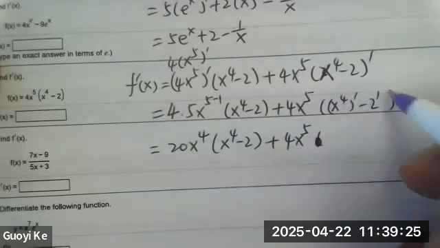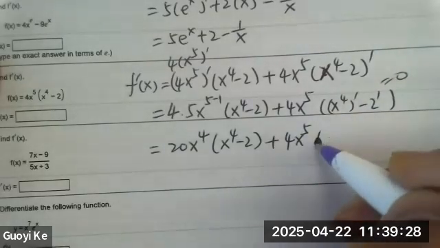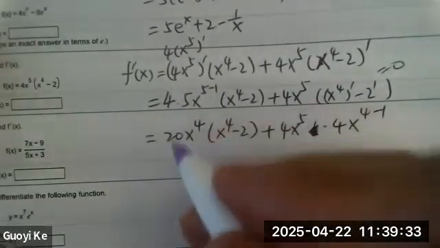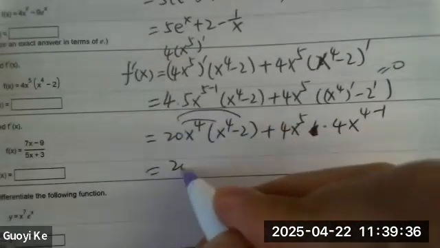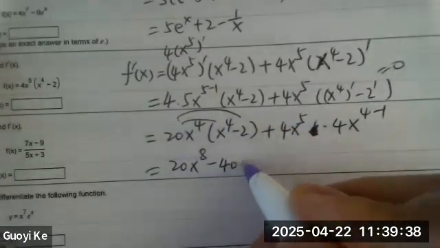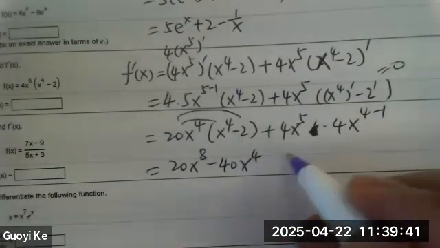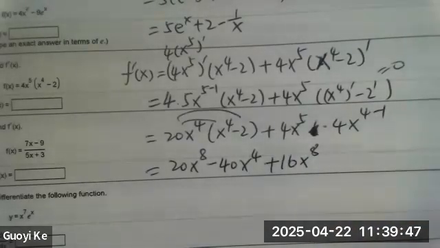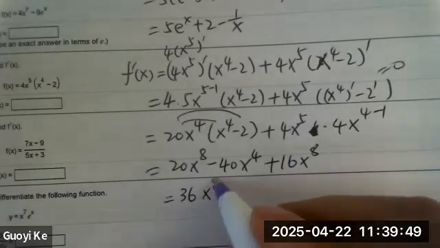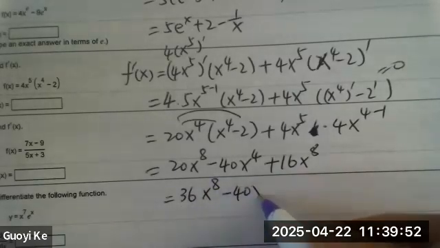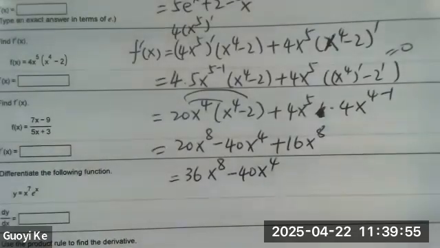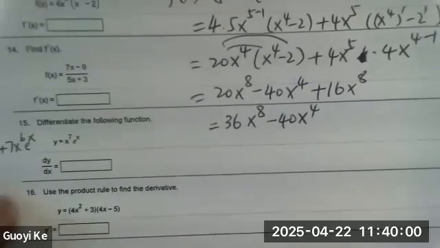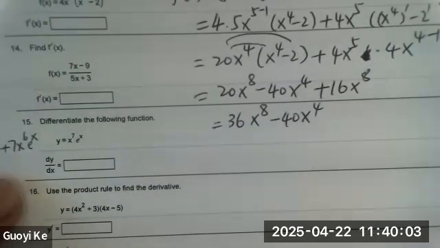And actually, this one is 0. This is the power rule times 4. And this is the distribution. This is 16. 5 plus 3 is 8. So 36x to the power 8. And this is the answer. Now let's try problem 15.